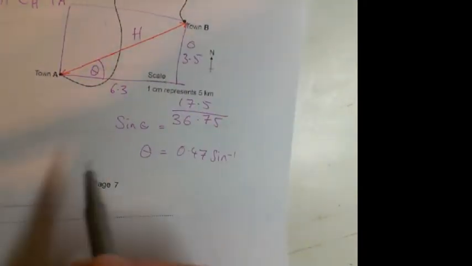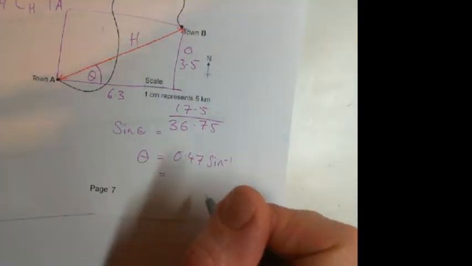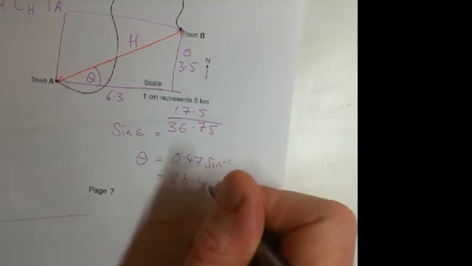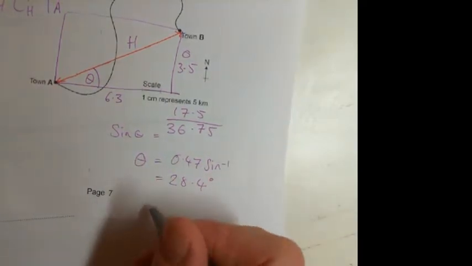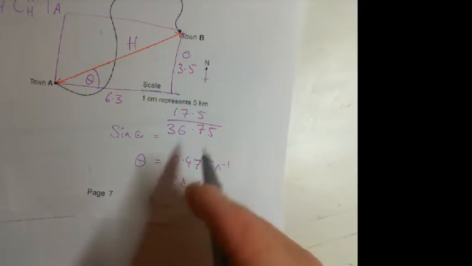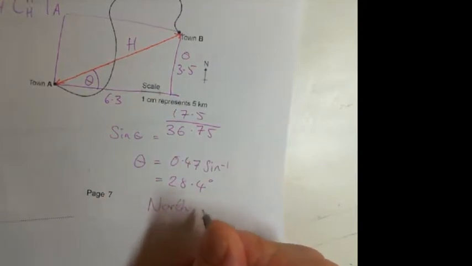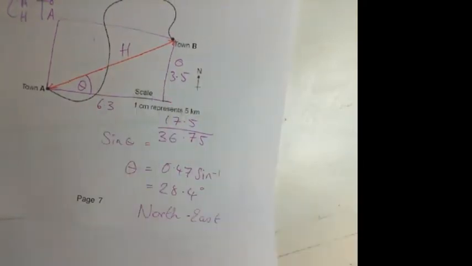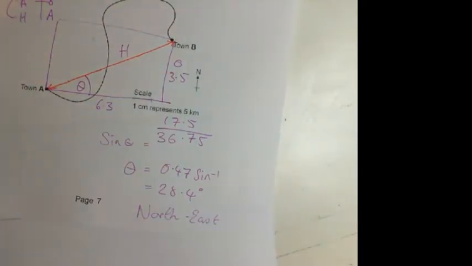To give me an angle, so if theta equals 0.47 sine to the minus 1, because I just took the sine to the other side, so that equals 28.4 degrees. Now, I think the answer northeast is probably what they're looking for. But if you have time and you know how to do it, then show off and get the degrees in there.